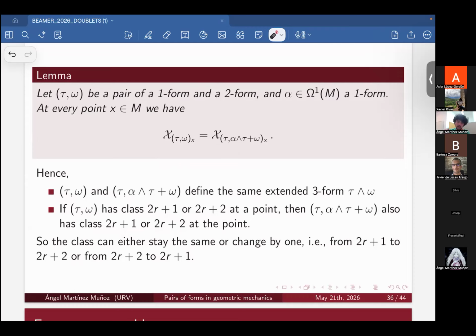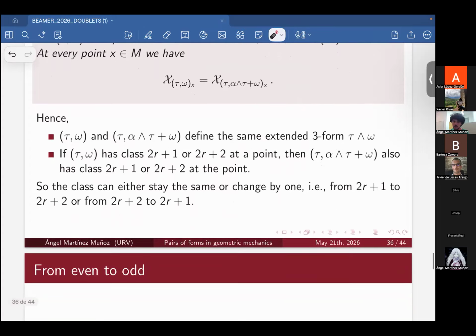So this is telling you that if you consider one of these changes, then the class either stays the same or it changes by 1. It can go from 2r plus 1 to 2r plus 2, or from 2r plus 2 to 2r plus 1. Those are the only changes you can find.